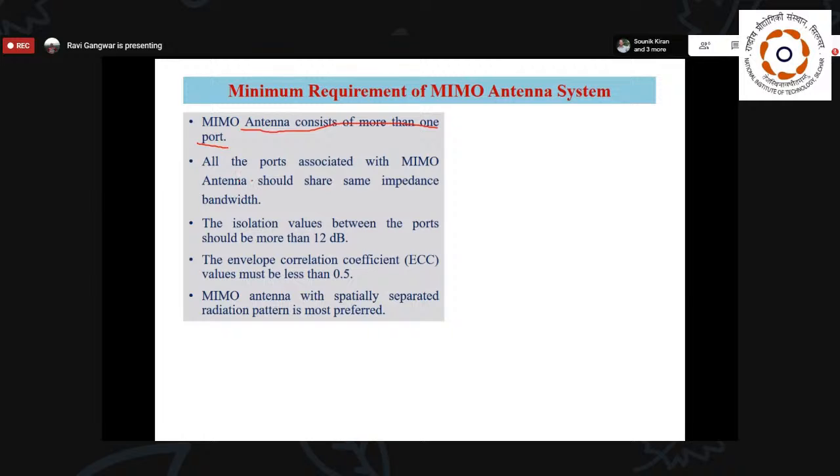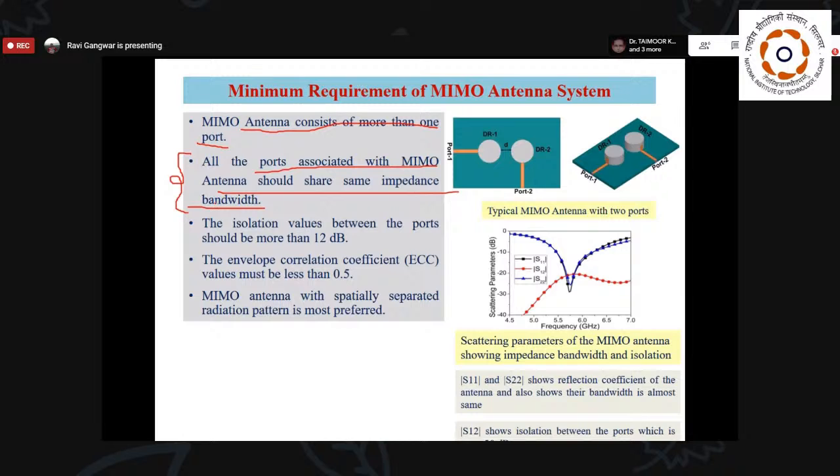The second thing is that all the ports associated with the MIMO antenna should share the same impedance bandwidth. That is the second prime condition. So if we design a MIMO antenna system, for example, for sub 6 gigahertz, then the prime condition is that all the MIMO antenna elements must cover the sub 6 gigahertz bandwidth. Only then can we use the designed MIMO antenna system for that particular application.